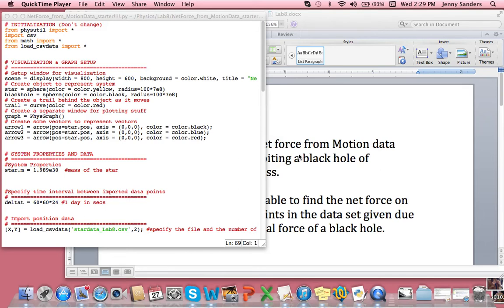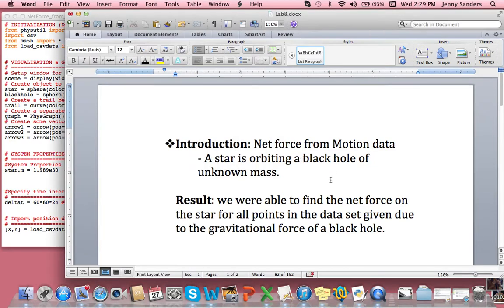This is Jenny Sanders, and this is Lab 7. For this lab, I made a computational model that would analyze a star's motion to find the net force on the star. With this problem, this net force is due solely to the gravitational force of a black hole, and we were able to find that using the black hole's position.